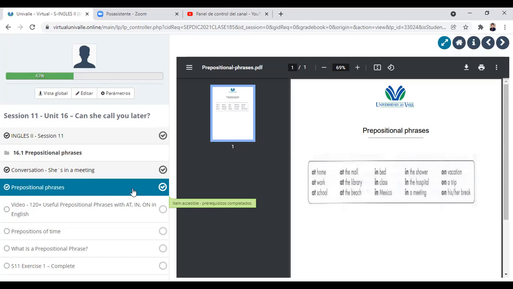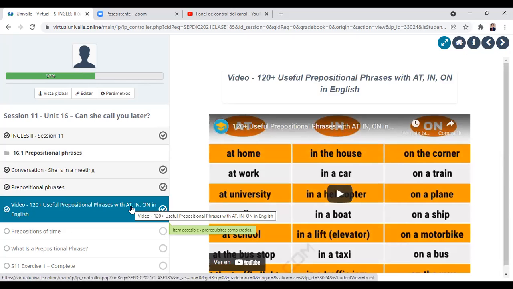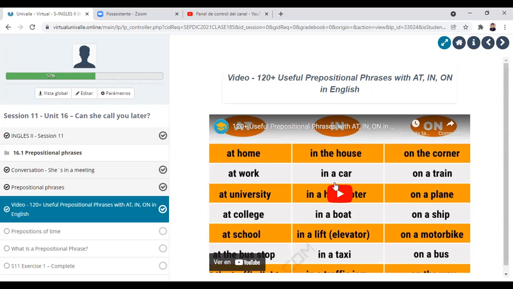So it means that you are near that place. Then we have in bed, in class, in Mexico, in the shower, in the hospital, in a meeting. We use in for a very specific or detailed position that you are in. On vacation, on a trip, on his or her break. Also we have on, right? So we are talking about the useful prepositional phrases with at, in, and on in English. Let's take a quick look at this.